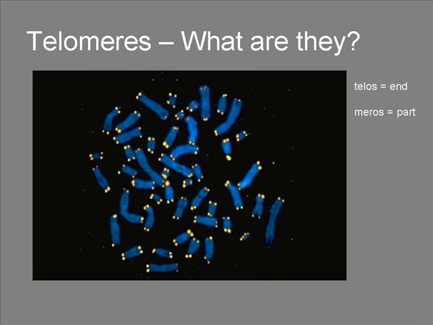So a telomere is a region of repetitive non-coding DNA at the end of the chromosomes, which protects the end of the chromosome from destruction. In this image you see the human chromosomes in blue with the telomeres at the end of each chromosome labeled in yellow, as the arrows indicate.